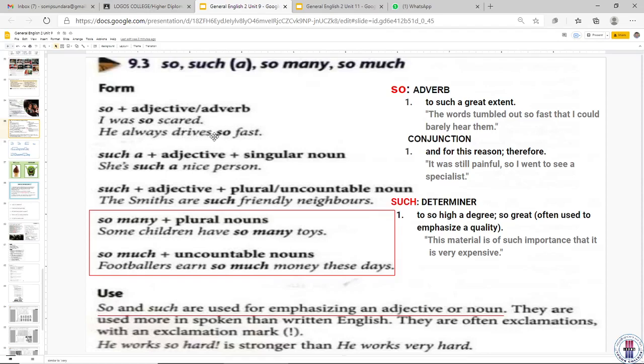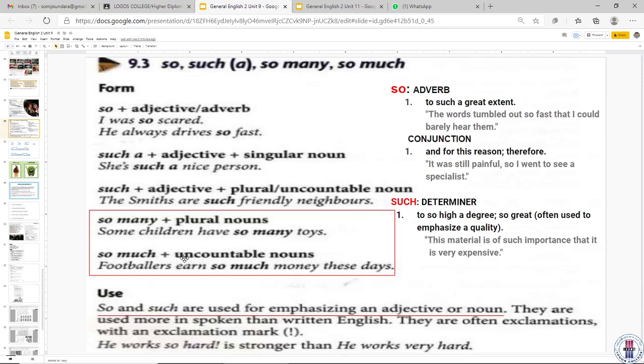He always drives very fast. You could say, he always drives so fast. Right? So is an adverb, and it can also be a conjunction. But here, we're using it as an adverb. You could say so many or so much.